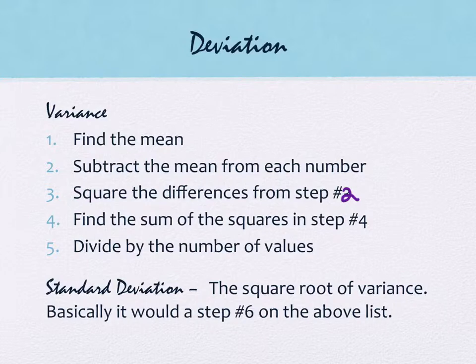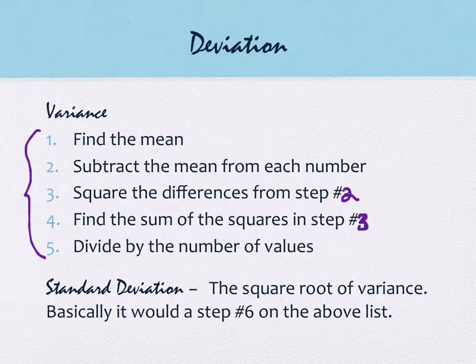And then on number 4, it should say find the sum of the squares in step 3. Very nice. Got some corrections to make. And then the last one is to divide by the number of values. This finds a quantity called variance. And if you take the square root of that, that's standard deviation. So standard deviation is simply the square root of what we just described doing.